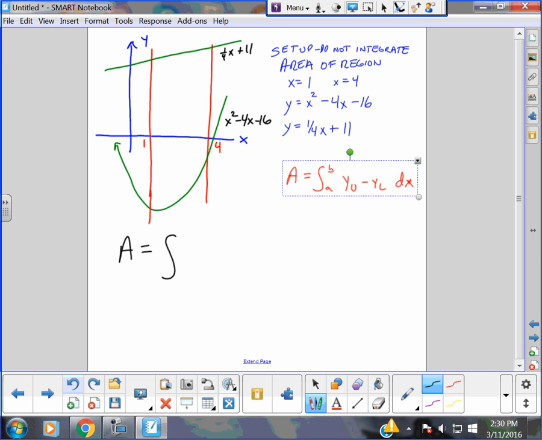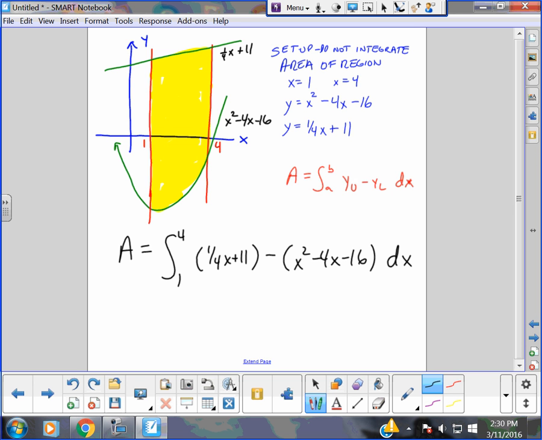And again, maybe I should highlight so we all see it. The area of this region is right here, all right? So to get the integral, we just go from 1 to 4 of the upper curve. And if I'm going to set up, I typically just do it this way: minus the lower curve dx. And that's all I would do.